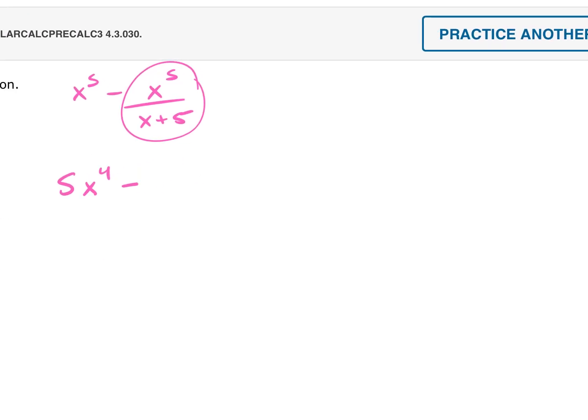Or what we could do is combine these together. So I could find a common denominator here, combine them together to be one fraction. So we had x to the 5th power times x plus 5 minus x to the 5th power over x plus 5. So when you combine it, you get this. You can simplify it a little bit more and then use your quotient rule from here. Either way works. Your answers will look different. Either way you leave it.